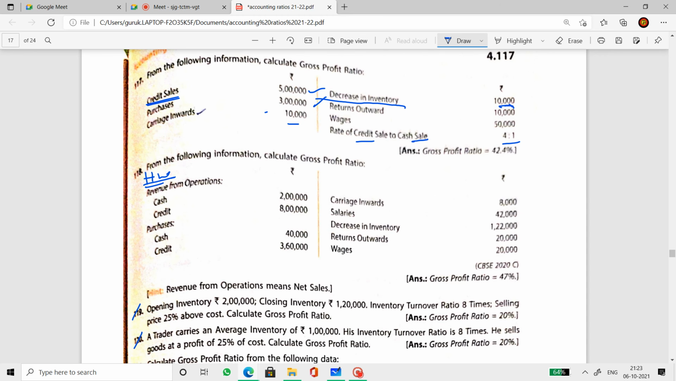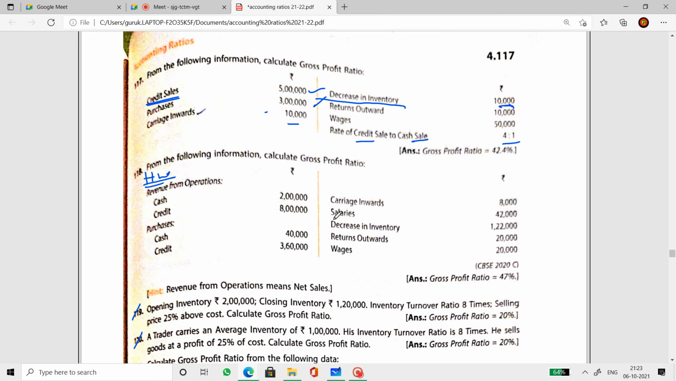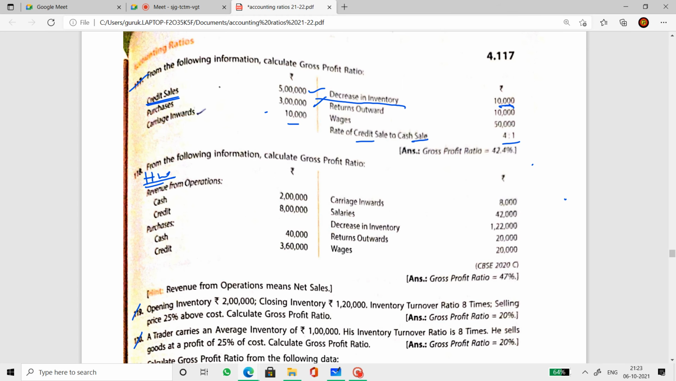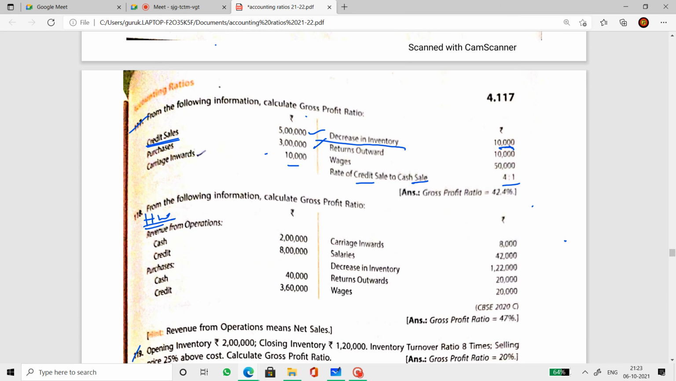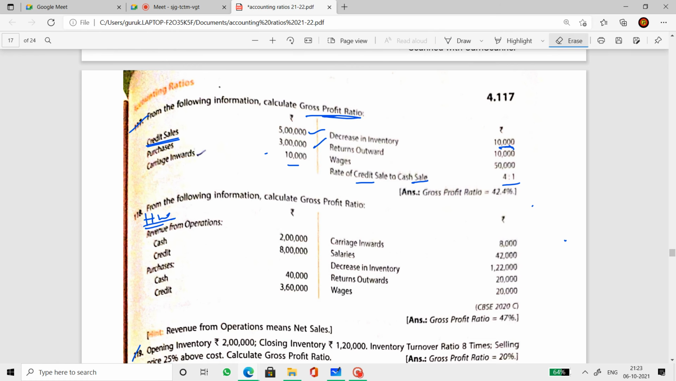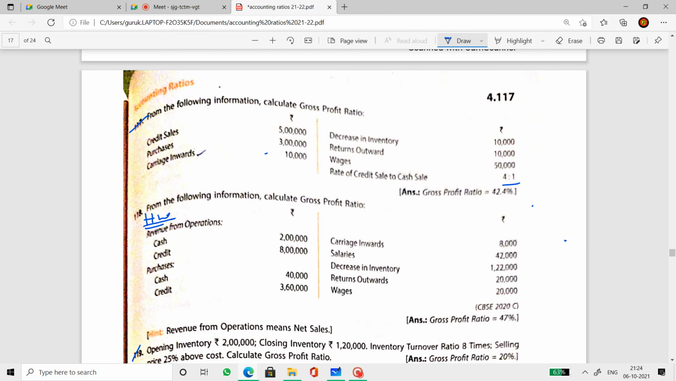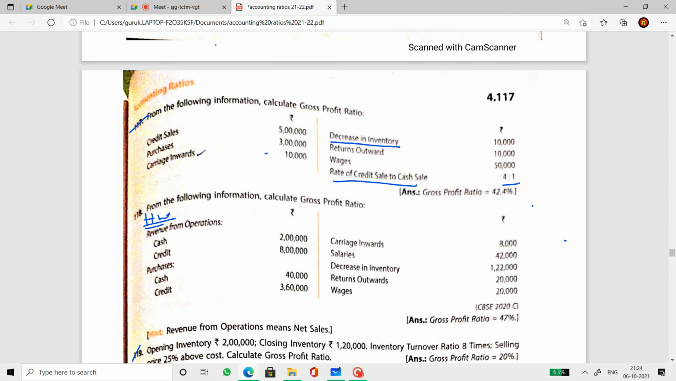Next is question number 117, where again they want us to find gross profit ratio. There is some new information here in the question. One is a ratio between credit sales and cash sales is given. Two, they've given the decrease in inventory. So these are two different pieces of information that we haven't come across so far.